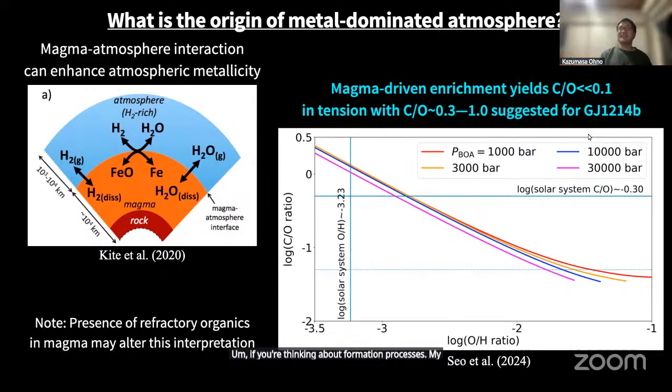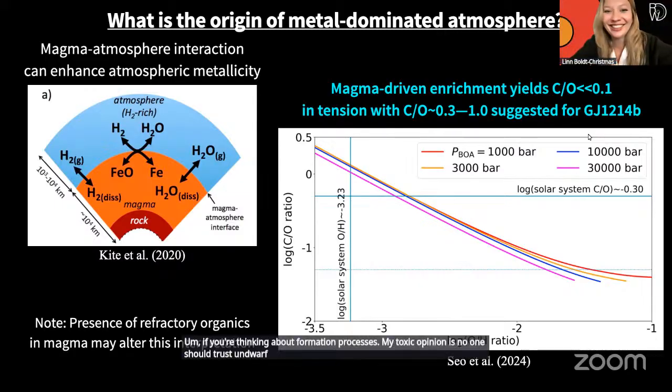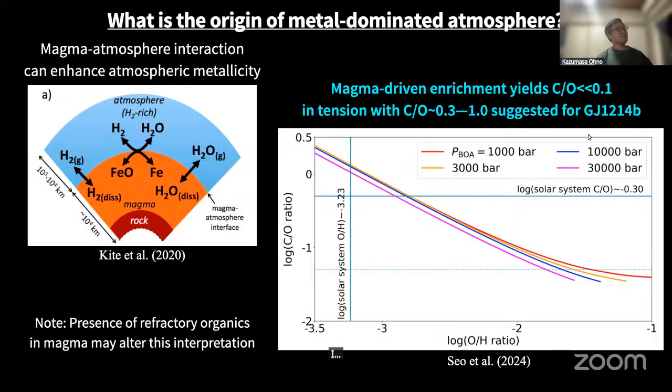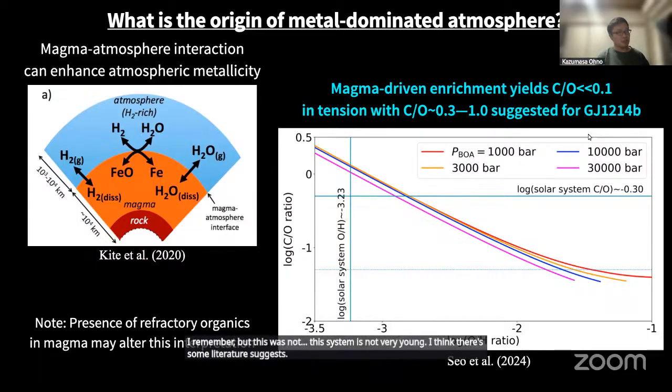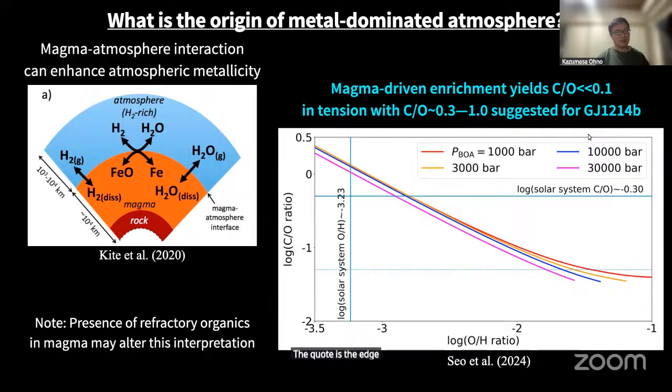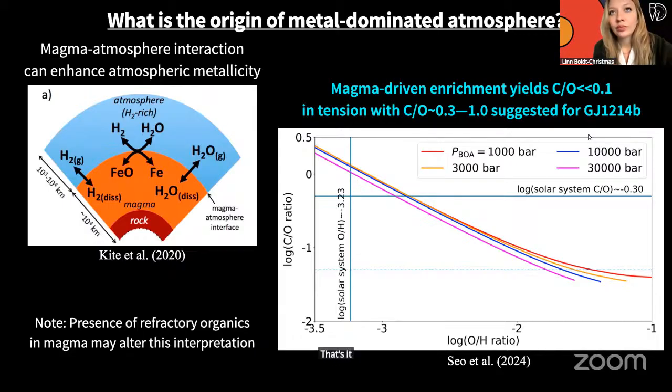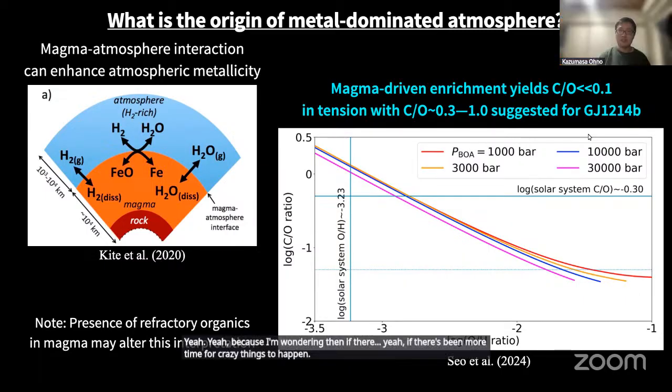My toxic opinion is no one should trust M-dwarf ages anyway. Yeah, I just remember the error bar is huge. But this system is not very young. I think some literature reported the age around 6 giga-years, I forgot. Not so long. Because I'm wondering then if there's been more time for crazy things to happen. No, it's very exciting.